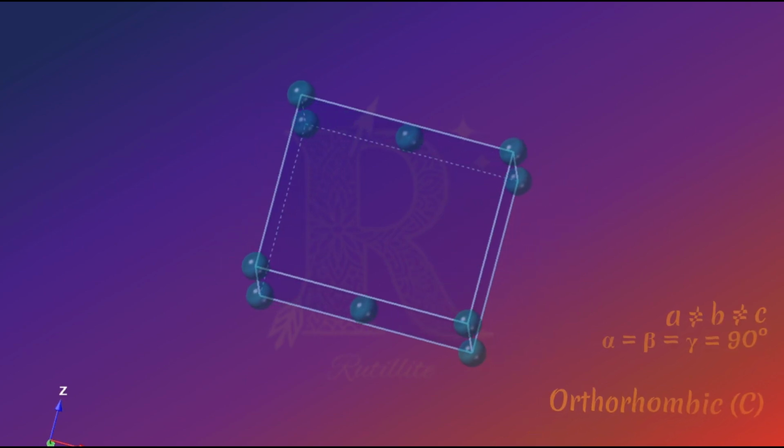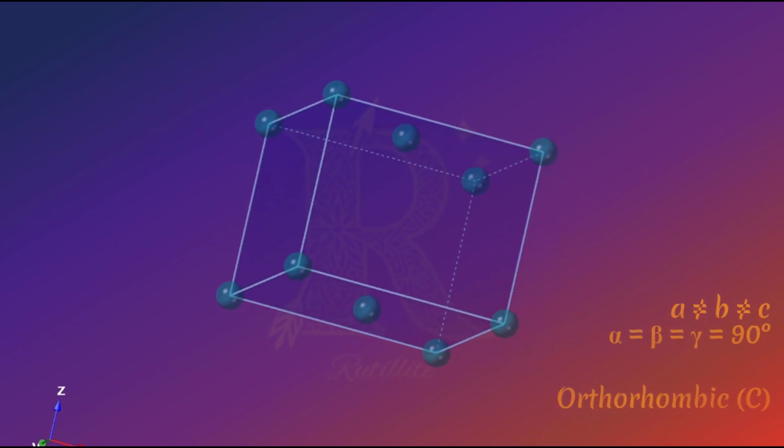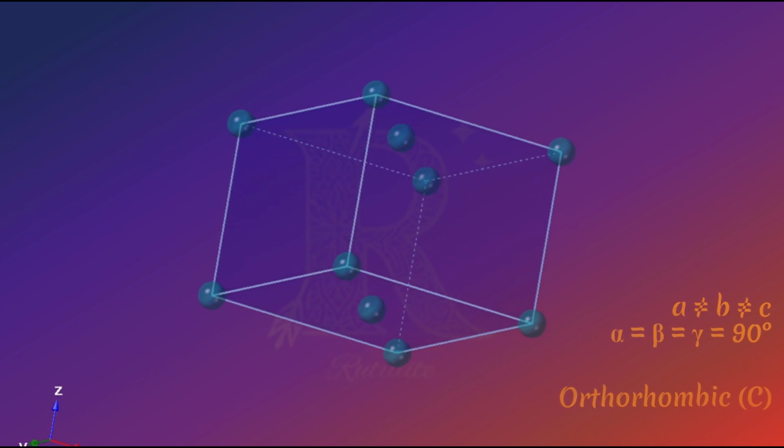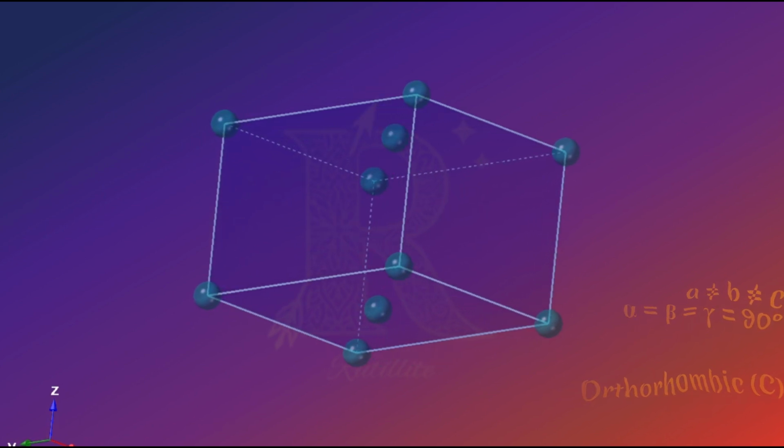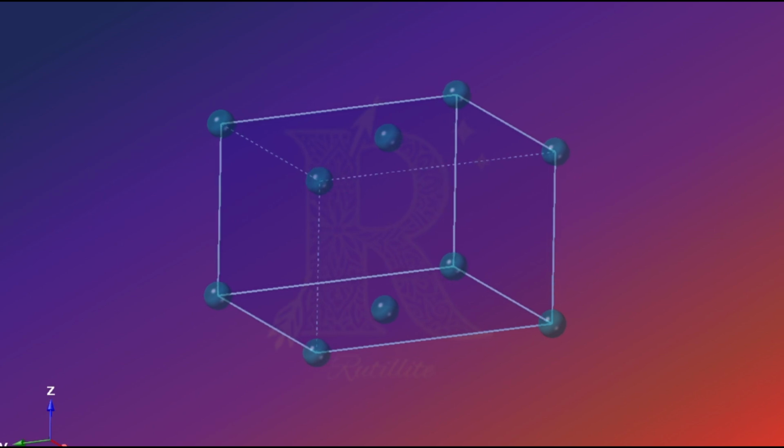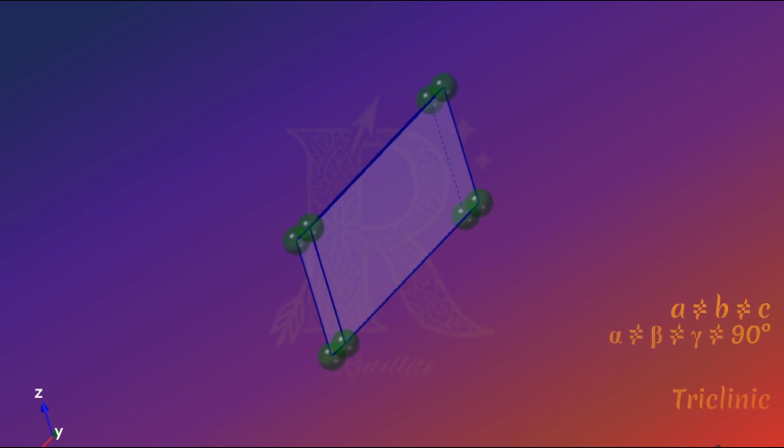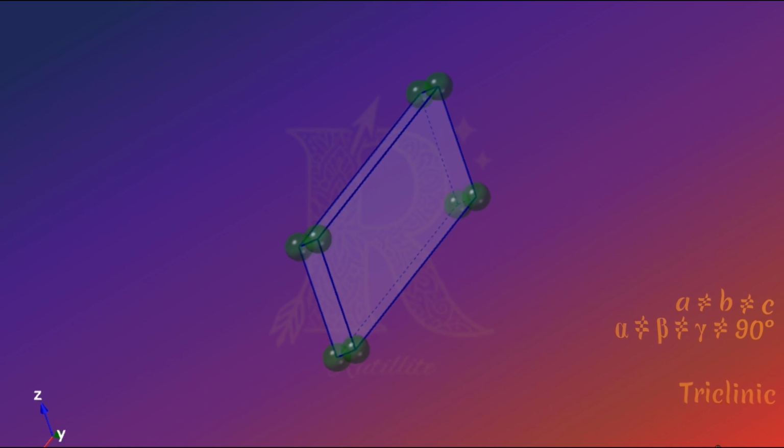Base-centered orthorhombic. In addition to the corners, uranium in alpha phase places atoms at the center of the top and bottom faces, boosting packing while still obeying symmetry. Triclinic. This is the most distorted of all crystal systems. Every edge and angle does its own thing. Kyanite, a mineral formed under high pressure, crystallizes this way.